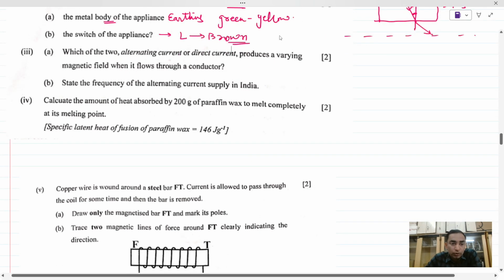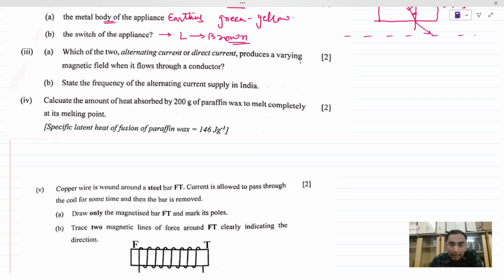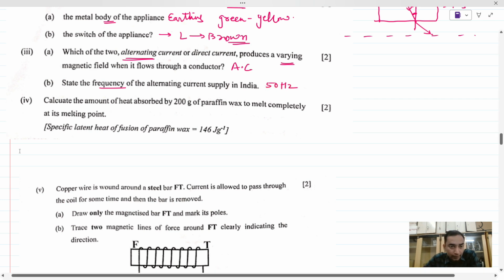Which of the two produces a varying magnetic field? The answer is alternating current. DC produces a fixed magnetic field. State the frequency of alternating current: that is 50 Hertz in India, 60 Hertz in the US.